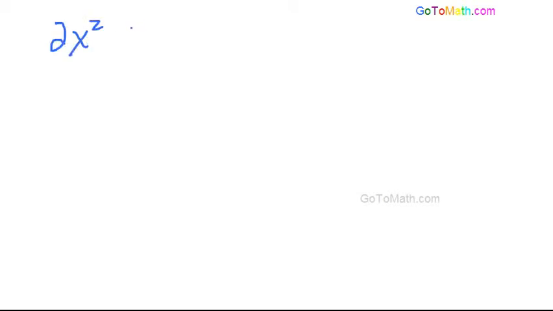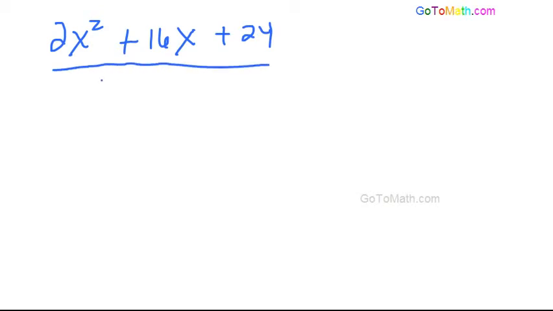2x squared plus 16x plus 24, and that's all over 2x squared plus 22x plus 60.